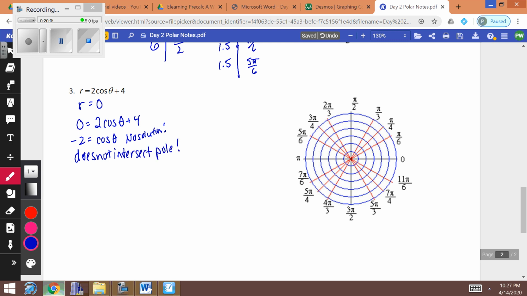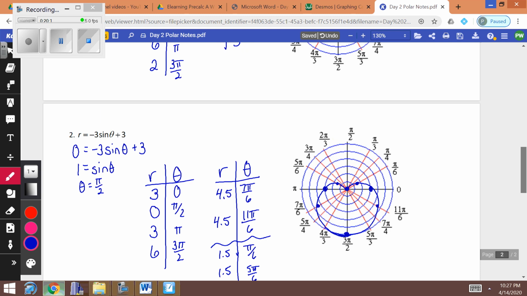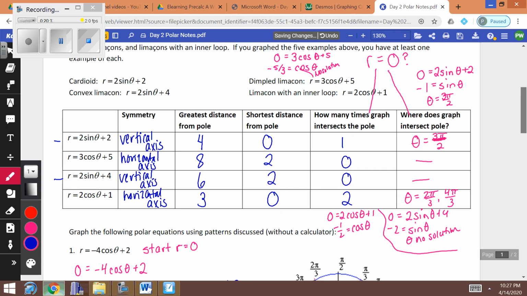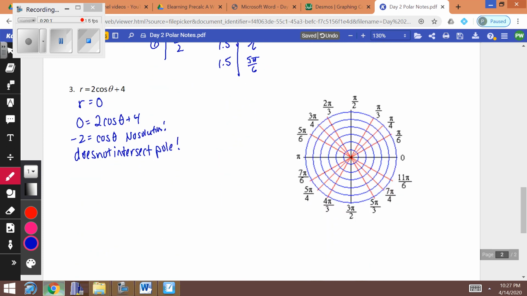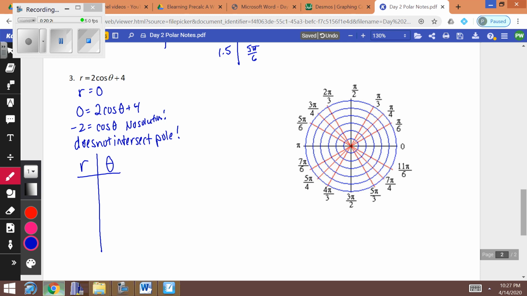Okay, so that tells us that it's going to look like one of our other two, either the dimpled limacon or the convex limacon. And so let's graph it and just take a look at what it does look like here. So I'm going to think through my theta values that are nice and easy to go through. So we're going to start with the 0, pi over 2, pi, and 3 pi over 2. Keeping in mind that it's not going to actually cross through the pole here.